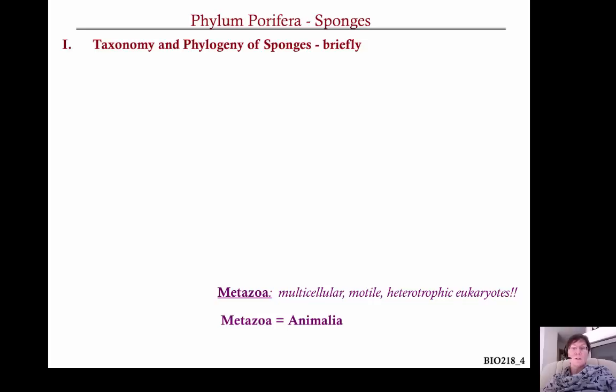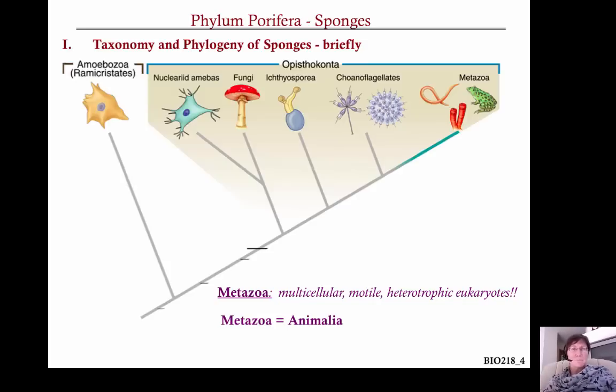So they're multicellular, they're motile, at least at some point in their life. They're definitely heterotrophic and they're clearly eukaryotes. Okay, this is a phylogeny you saw earlier when we talked about the protozoans. Here's some of the amoebozoa. This whole clade here is the Opisthokonta. And we didn't talk about most of these, but we're already well into here, into the metazoa.